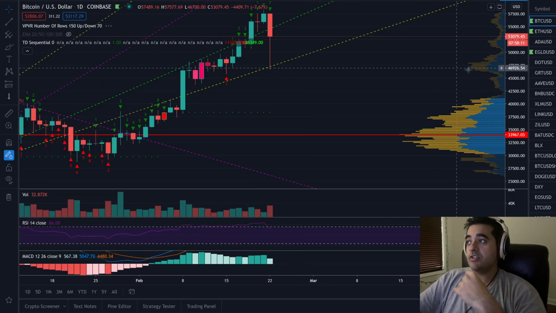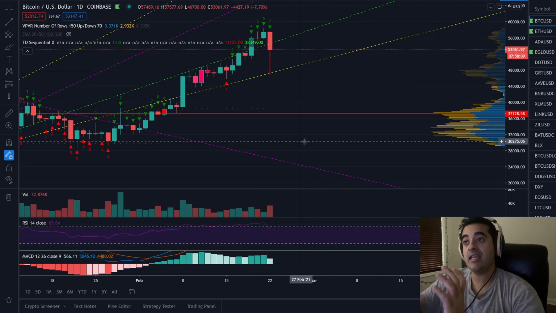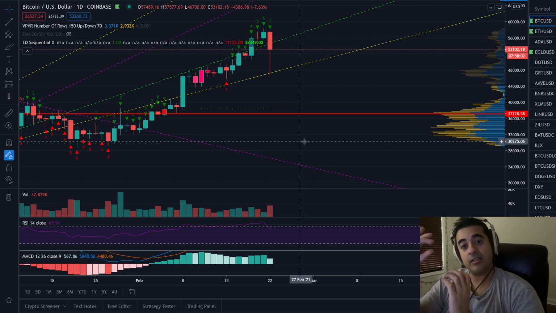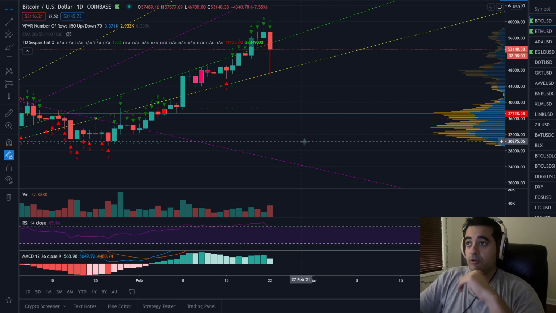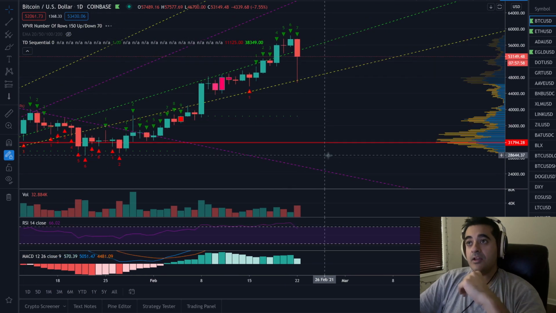So the TD sequential is unique. It doesn't always need to keep dropping to reset. It can go sideways and then have a significant enough drop in a smaller amount to reset the TD sequential. So right now, we're just keeping an eye on the daily for Bitcoin too.